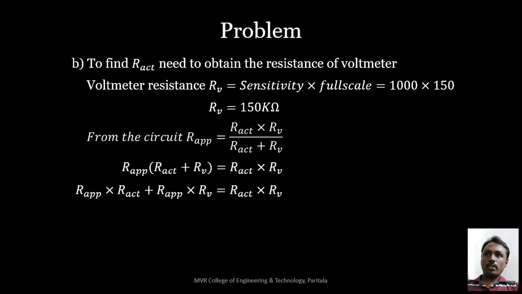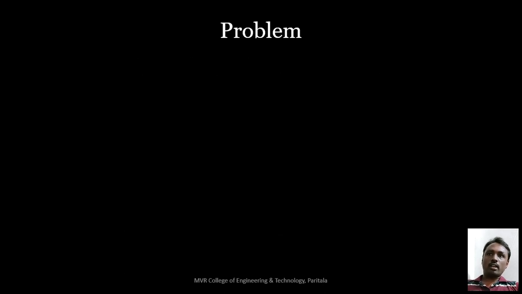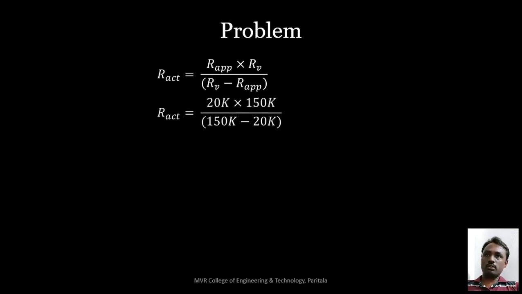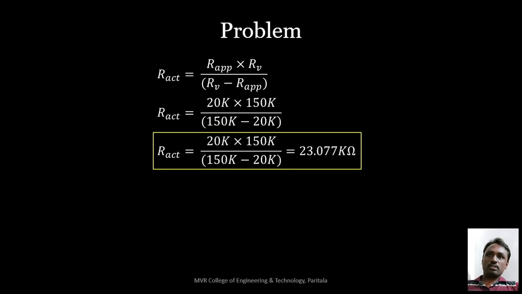Now what we need is R actual, so the left side R actual part I will take to the right side. So it will be minus. Now I will take R actual common, then R apparent into RV is equal to R actual into RV minus R apparent. So R actual is equal to R apparent into RV divided by RV minus R apparent. We know these values, RV we know, R apparent we know, so we can substitute those values. 20k into 150k divided by 150k minus 20k, which will give the R actual as 23.077 kilo ohms.